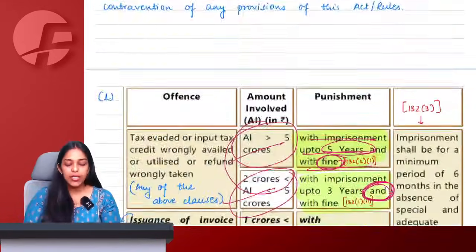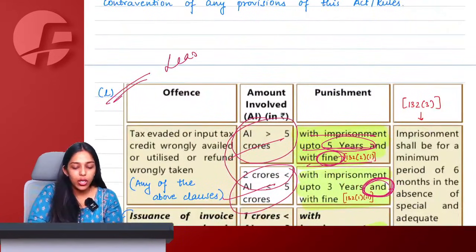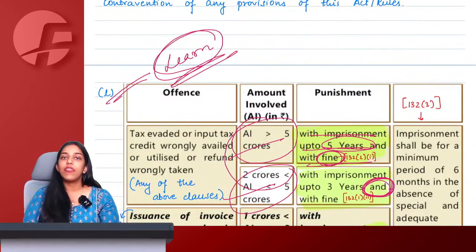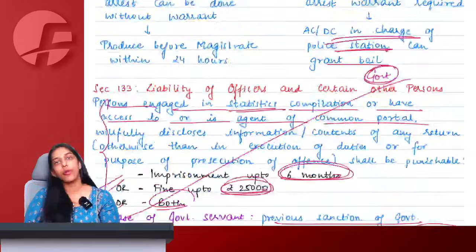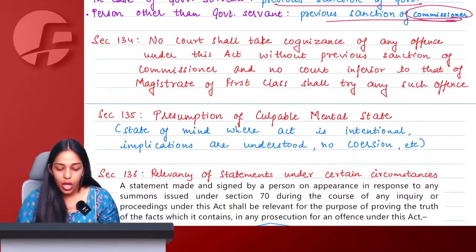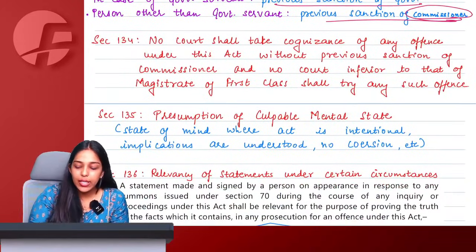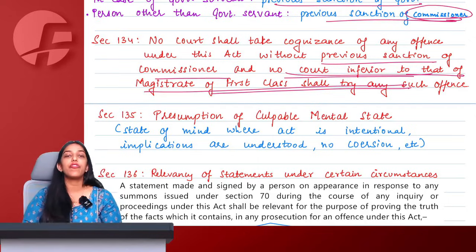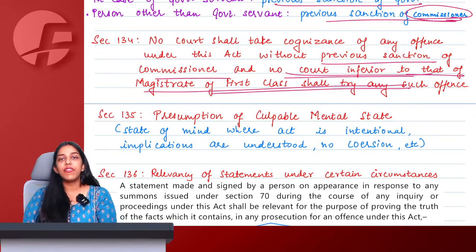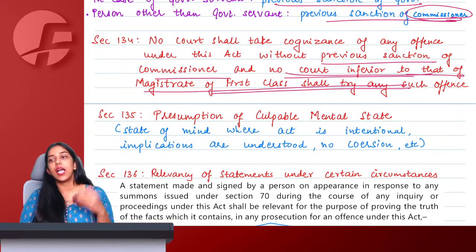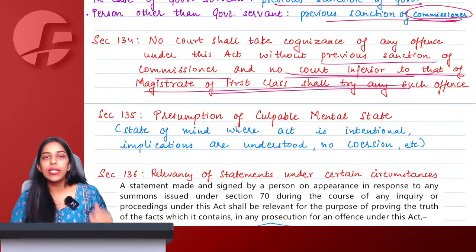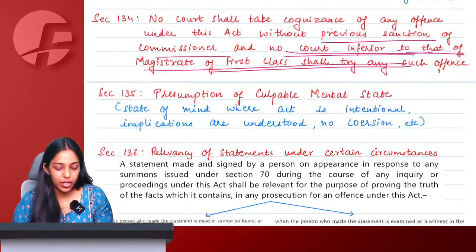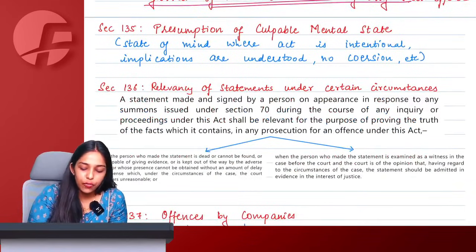What was important is this table that you will have to learn if you are doing the offences and penalties chapter. Normally, questions from here only are asked. Okay, then no court shall take cognizance of any offence under this Act without previous sanction of the commissioner, and no court inferior to that of a magistrate of first class shall try the offence. So any offence under GST shall be tried by a magistrate of first class or a higher court only. A lower court cannot try GST related offences. Then presumption of culpable mental state.